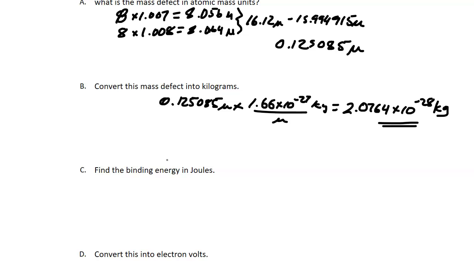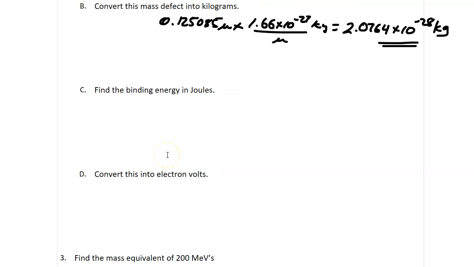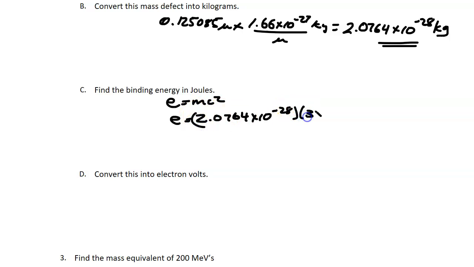To find that binding energy in joules, we're going to just use, again, E equals mc squared. We've got the mass defect of 0.2764 times 10 to the negative 28, and this is 3 times 10 to the 8 squared. That results in 1.869 times 10 to the negative 11 joules.